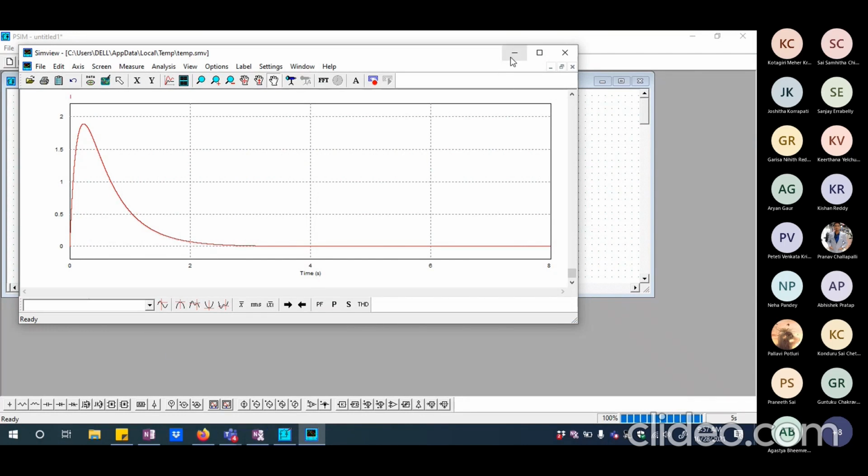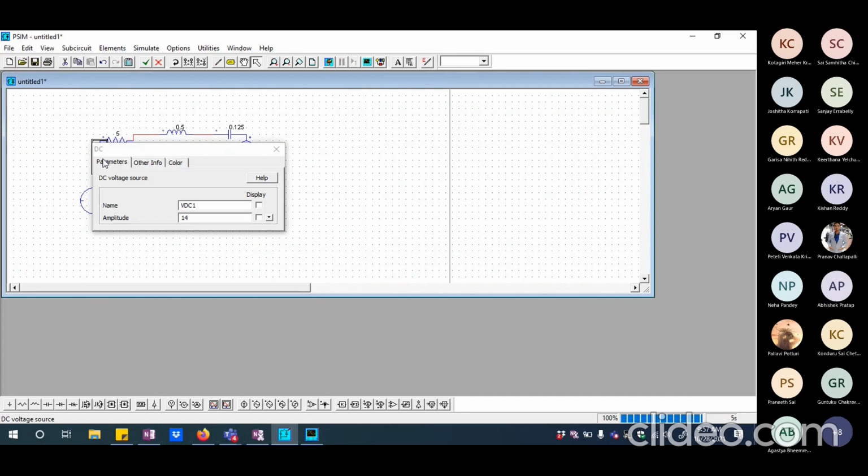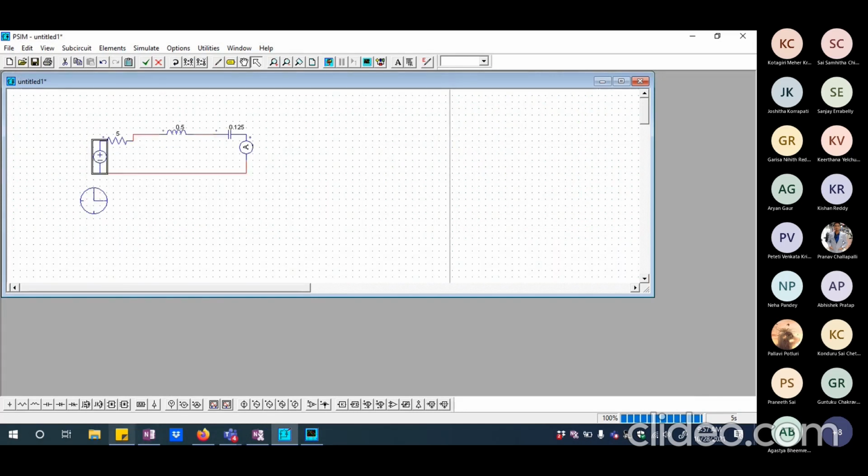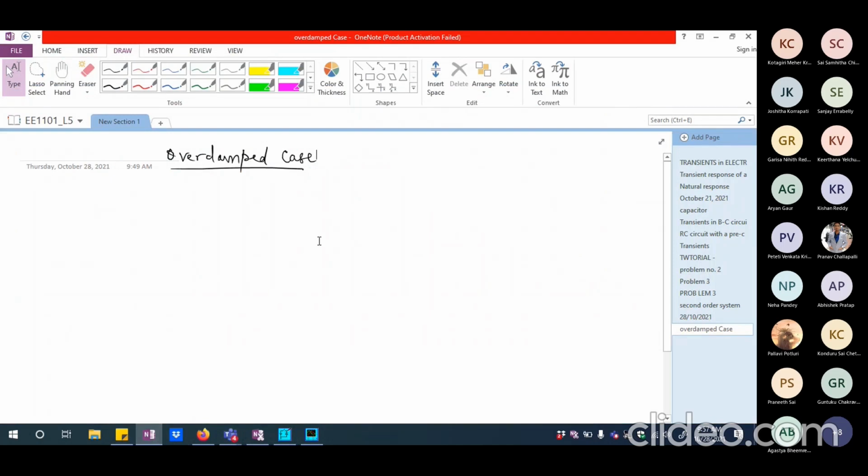What was the voltage I had given here? I had given this voltage to be 14 volts. Okay, and I didn't give any initial condition whatsoever. So let's try to see that. Let me go back here. So let me do this actually theoretically. Let's try to do it analytically. R is 5 ohm, L is 0.5 Henry, and C is 0.125 Farad.